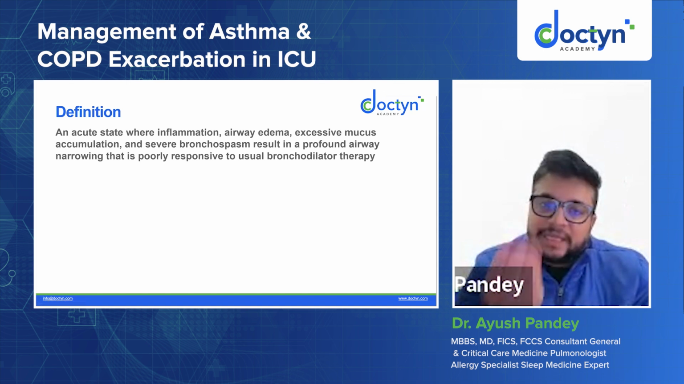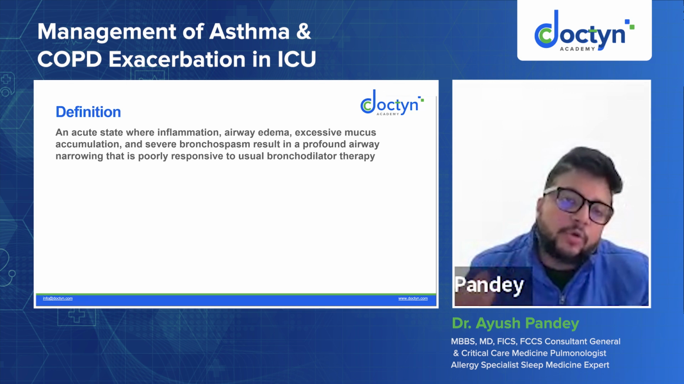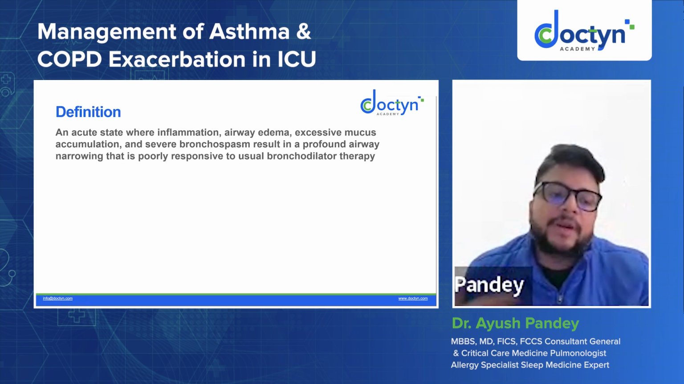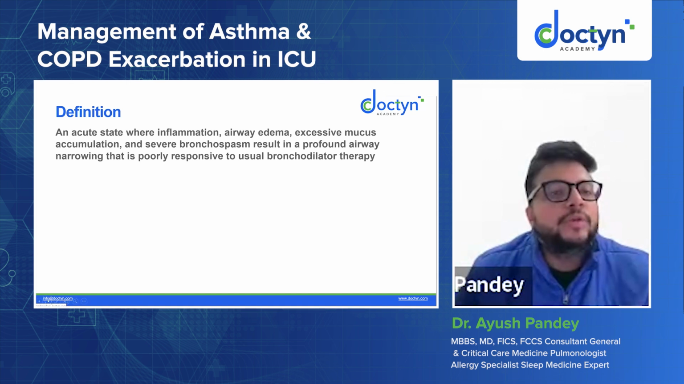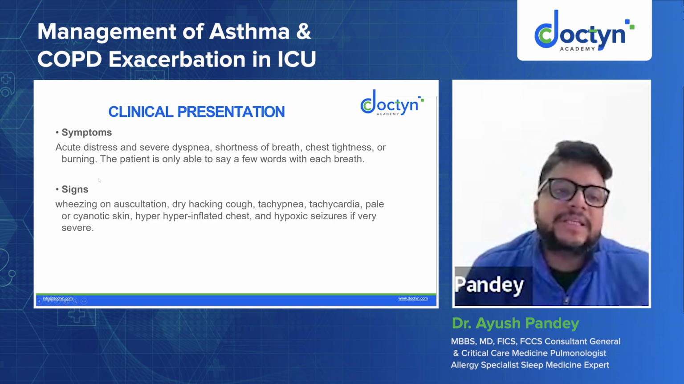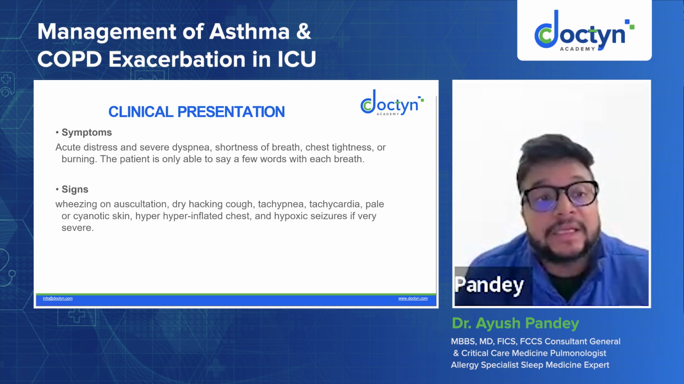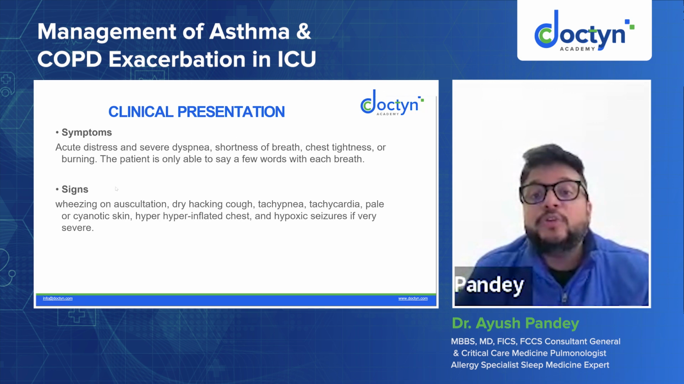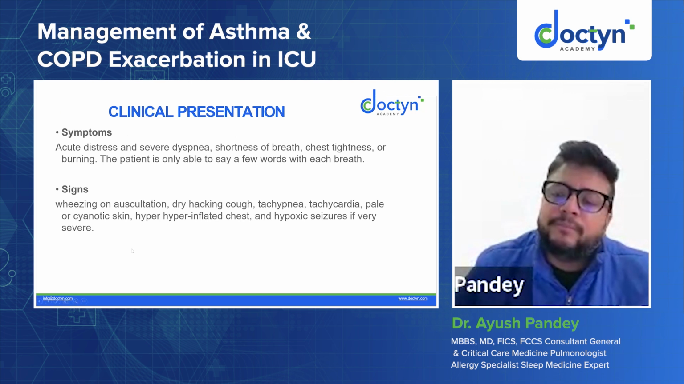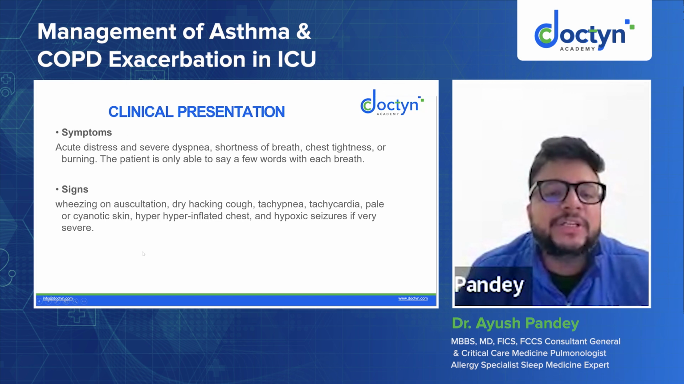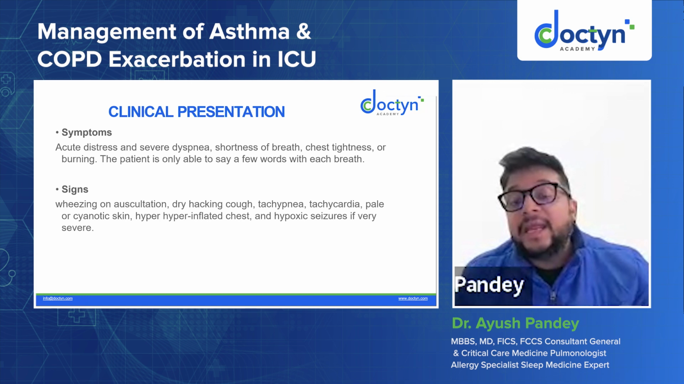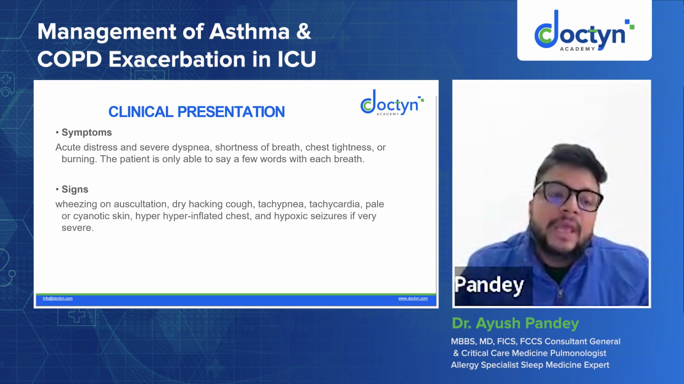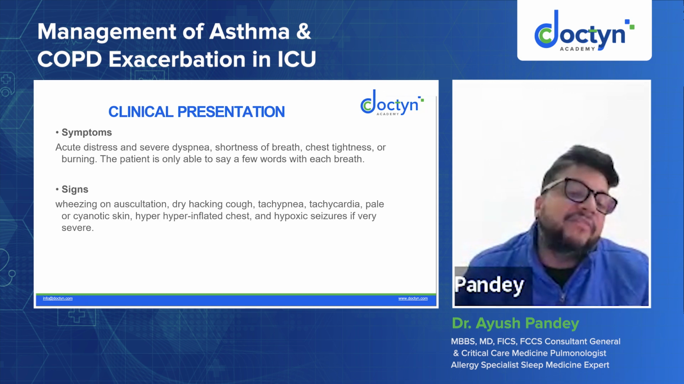The patient who is breathing in oxygen is not able to pass it across the alveoli to the blood vessels, and the toxic carbon dioxide inside our body is not able to back diffuse to the alveoli to be exhaled out into the atmosphere. So the patient can present with acute distress, severe shortness of breath, chest tightness, and the patient will be able to say very few words. And if you make an auscultatory examination of the patient, he will have a dry hacking cough, increased respiratory rate, tachypnea, even increased heart rate, tachycardia, maybe pale or cyanotic skin and a hyperinflated chest.